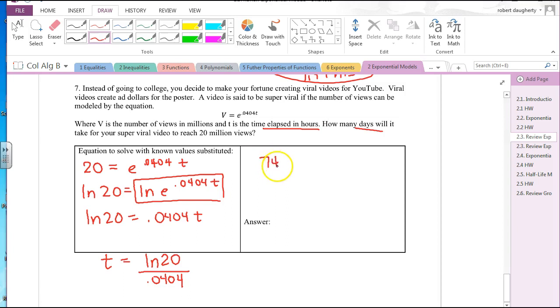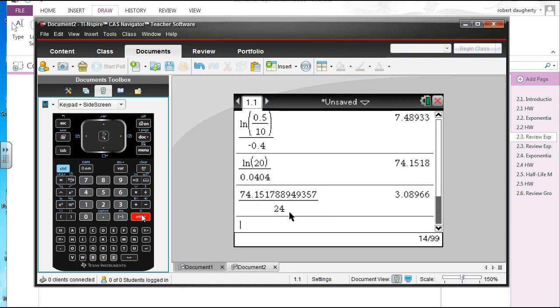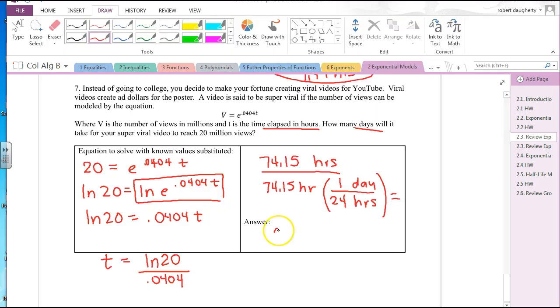So this is 74.15 hours. But they asked me, how many days is that? Okay, so 74.15 hours. How do I convert hours to days? Remember, there are 24 hours in one day. So when I divide that number by 24, so I take this number that I just received and I divide that by 24, I get 3.09 days. So 3.09 days, okay?